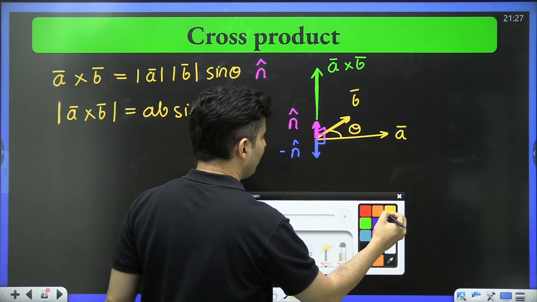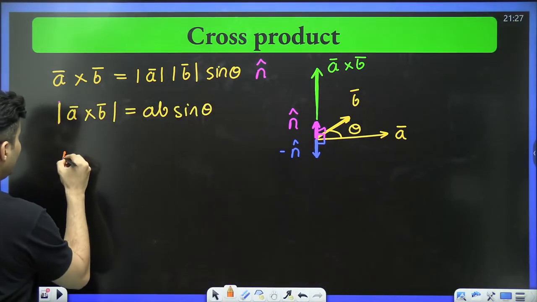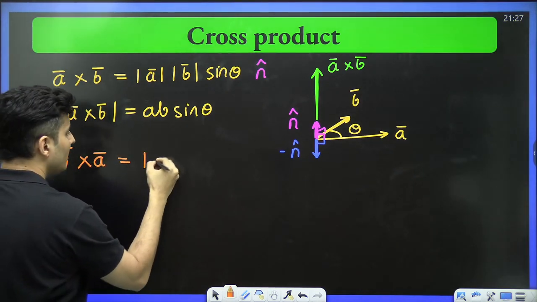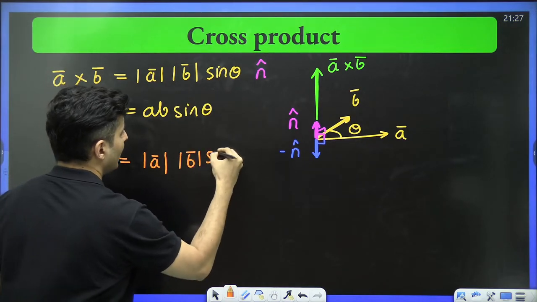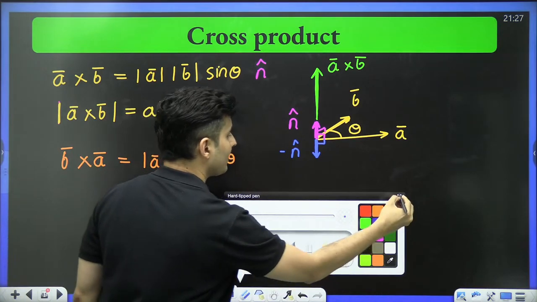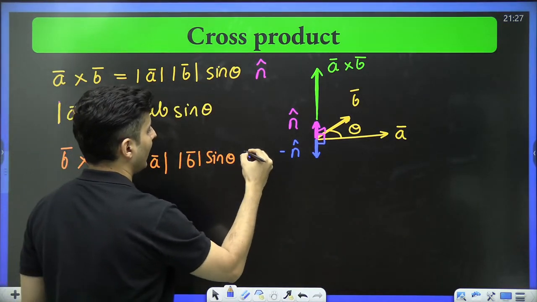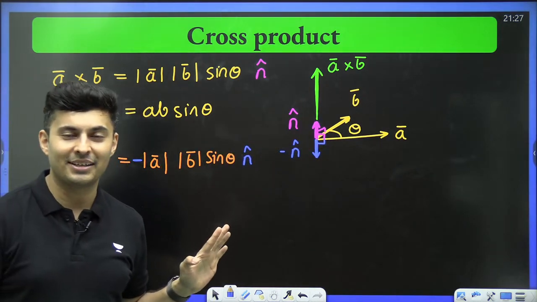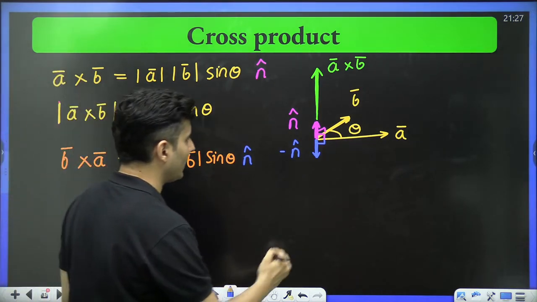Similarly, if I ask you, what is B cross A, then the answer will be still modulus of A bar, B bar, sine theta. But this time, guys, the answer will be negative. This time the answer will be negative n hat. It will be exactly opposite to it. What is exactly happening? And can you see, guys, one more thing?